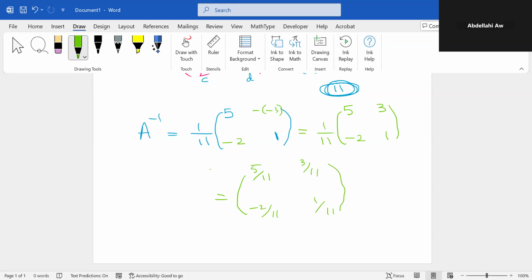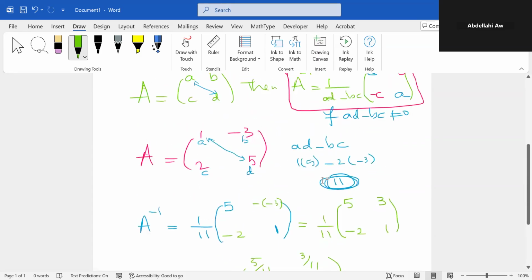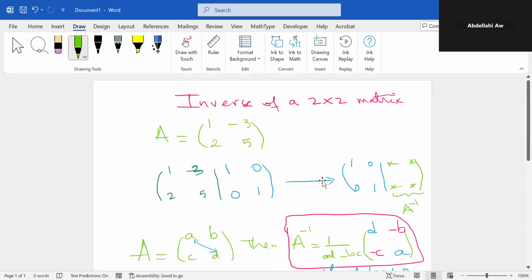This is a quick and simple way to find the inverse of a 2 by 2 matrix and avoid the whole Gauss elimination, which consists of going from here to here. That can be calculation heavy.